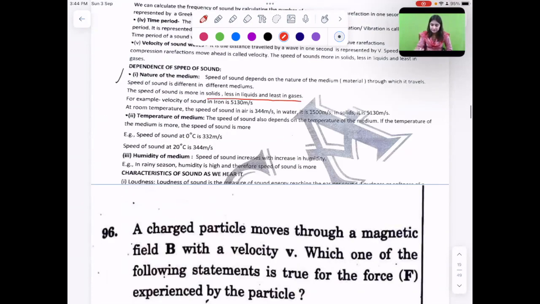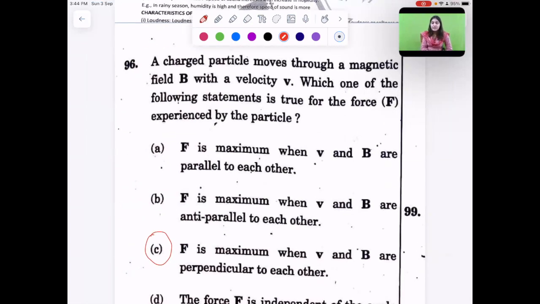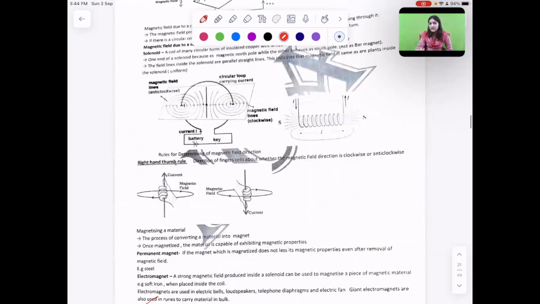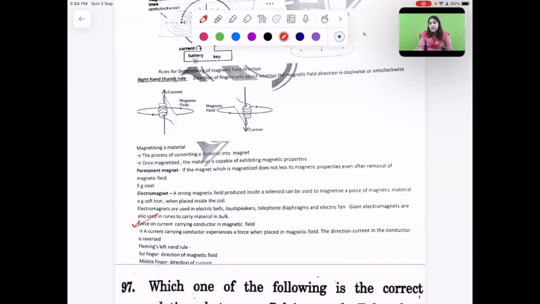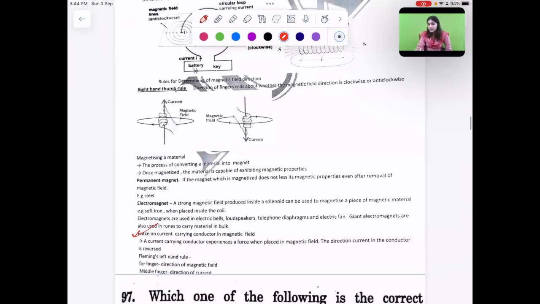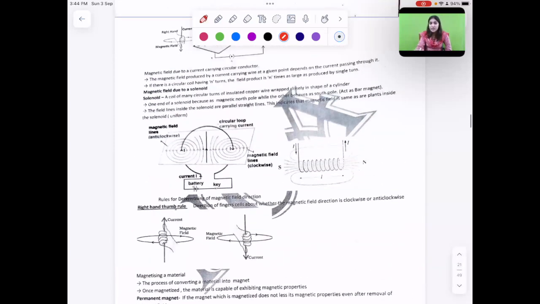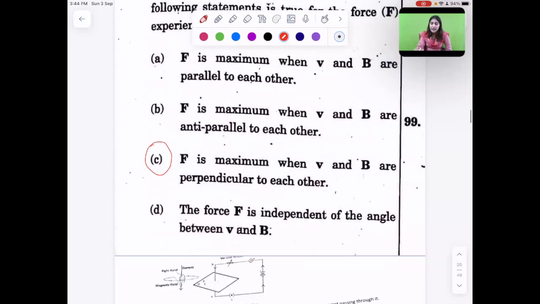Next, a charged particle moves through a magnetic field B with velocity v. Which one of the following statements is true for the force experienced by the particle? We know that conductors experience force when they are kept in a magnetic field. Okay, here it is written in notes also. So force is maximum when both of these, the direction where the particle is projected and the direction of the magnetic field, are perpendicular, the force experienced by the particle is maximum. So option C.